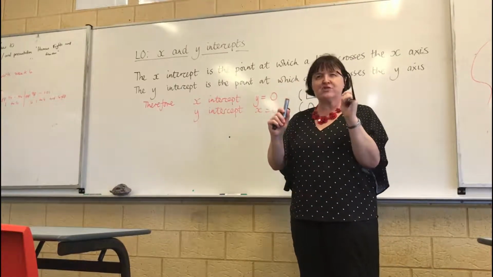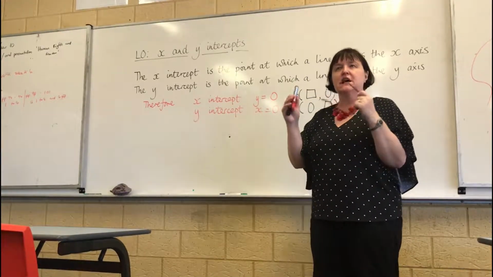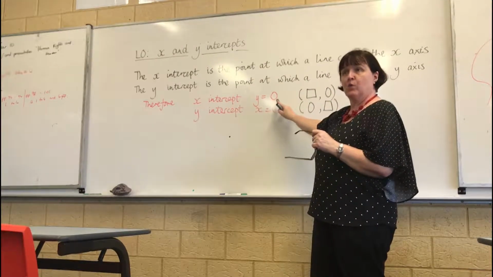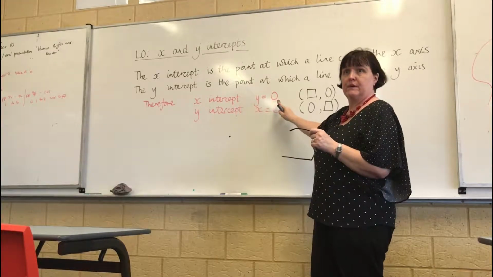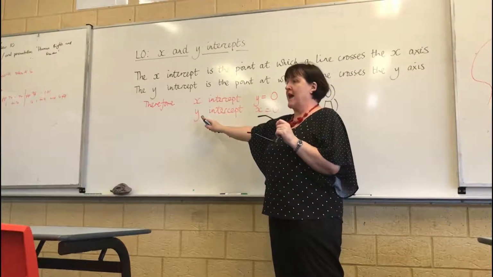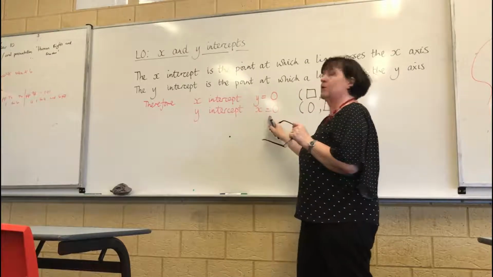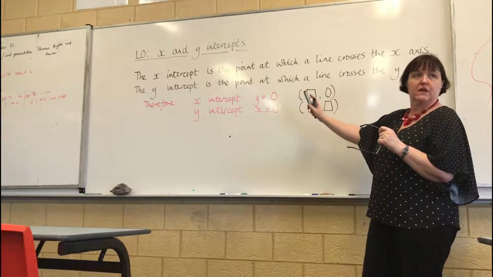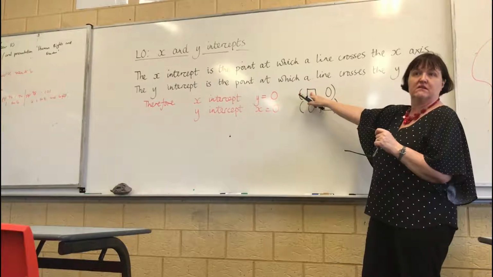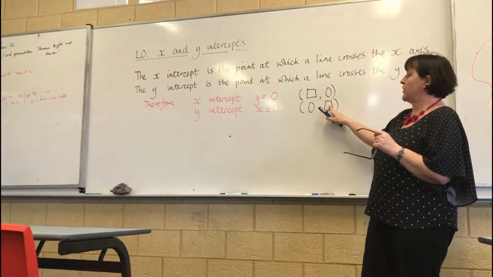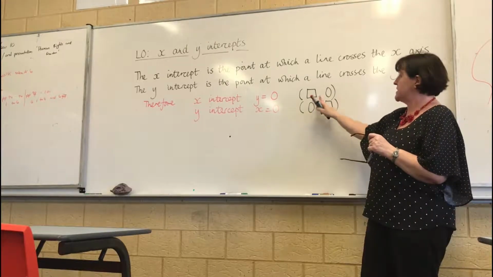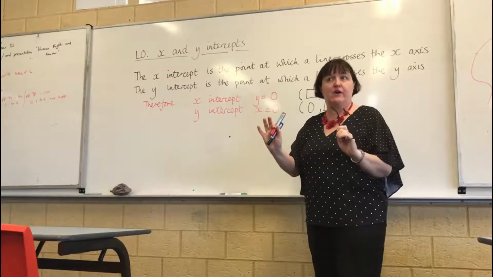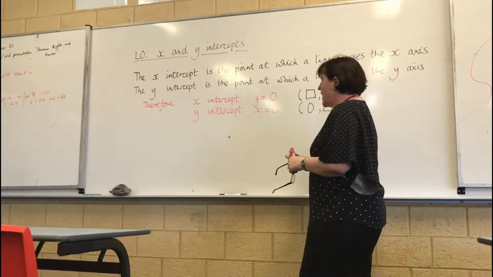The kind of counterintuitive thing, though, really, is that when it crosses the x-axis, the y-coordinate is 0. And when it crosses the y-axis, the x-coordinate is 0. So that's what the coordinates would look like. We don't know what the x-coordinate is there, and we don't know what the y-coordinate is there. But the others are 0. So you're all happy with that, are you? Okay. So let's have a look at it then.